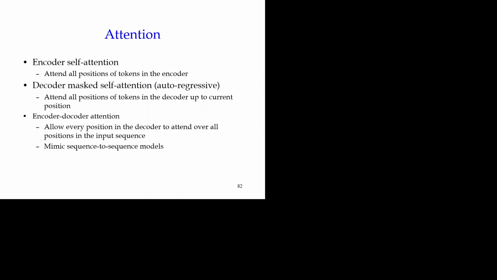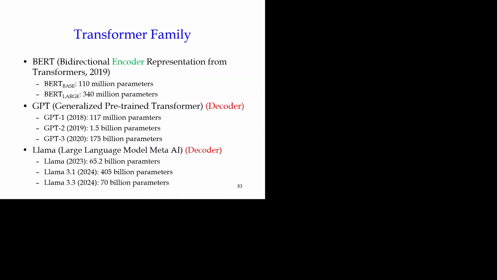There are many transformer families. I just list some famous transformers here. The first one is BERT. It's also from Google. It stands for Bidirectional Encoder Representations, so it means it only uses the encoder part.